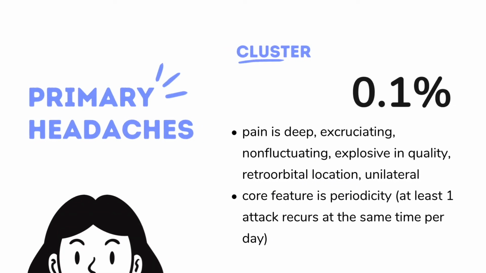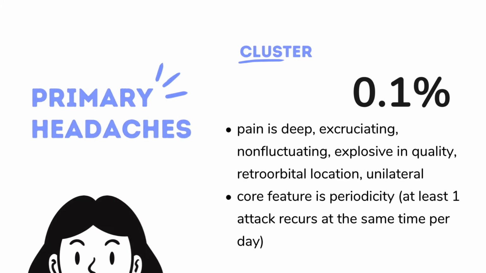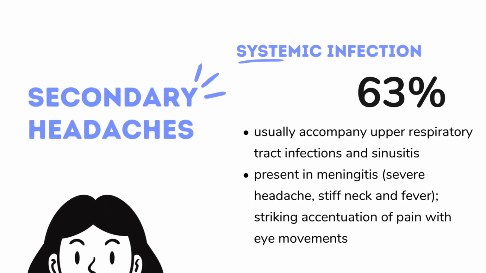The rarest kind of primary headache is the cluster headache, with only 0.1% prevalence. It is described as deep, excruciating pain, non-fluctuating, and explosive in quality, located in the retroorbital area, and is usually unilateral. It is periodic, with at least one attack occurring at the same time every day, and this is a core feature of a cluster headache. Here are some of the causes for secondary headache.